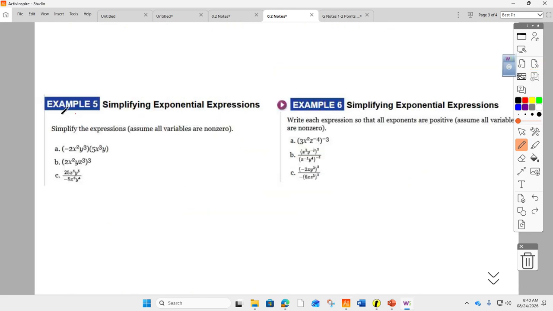All right, so we're simplifying exponential expressions. So we're starting with multiplying and dividing. Then we're going to be moving on to review powers of powers as well. Remember, let's look at A. I'm going to make it bigger.